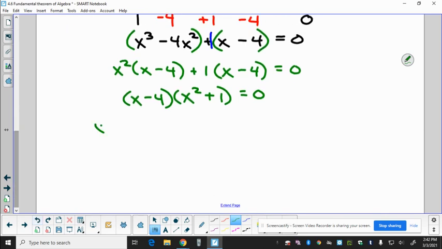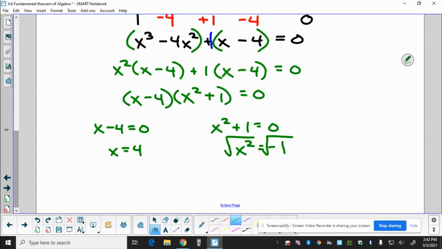We are ready to get these answers. This one will be 4. This factor, we're going to need to move the 1 to the other side. Take a square root. Square root of 1 is 1, right? But there's a negative in there. So we have an i.